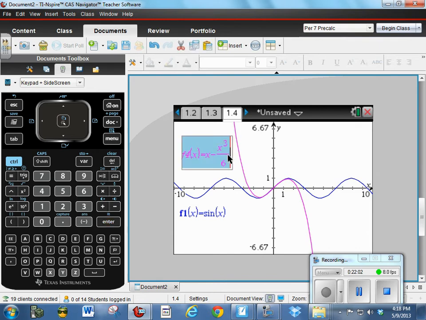If I add another term, so let's add plus x to the 5th divided by 5 factorial, which is 120.